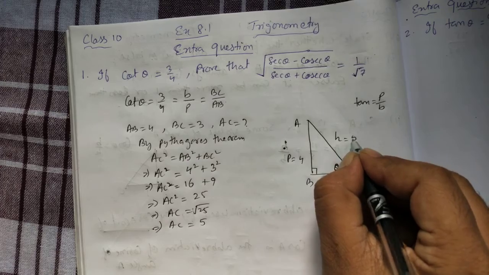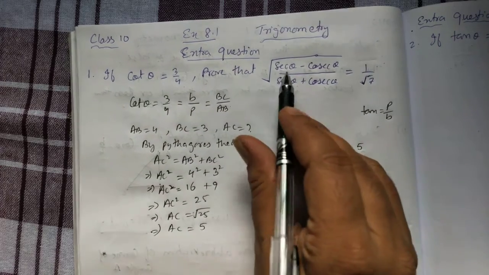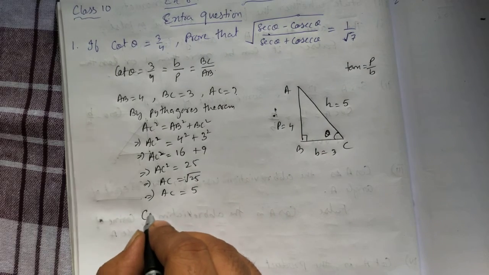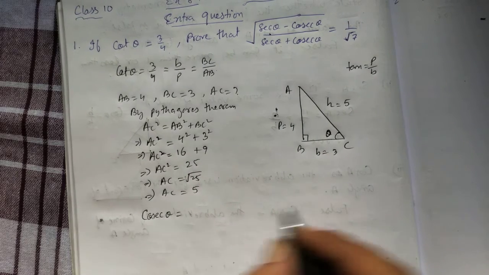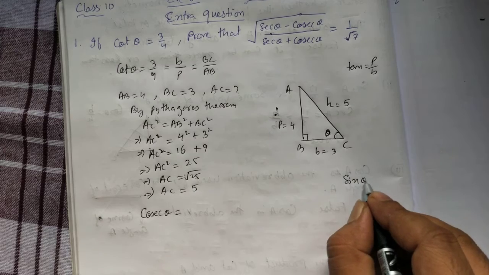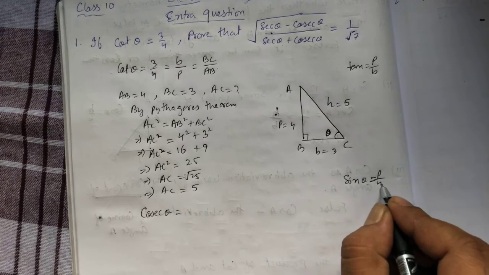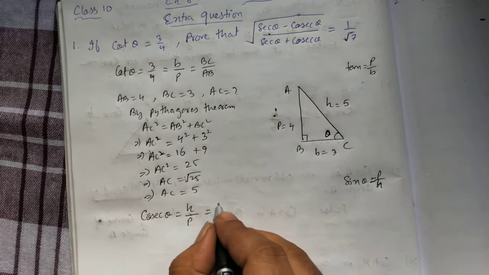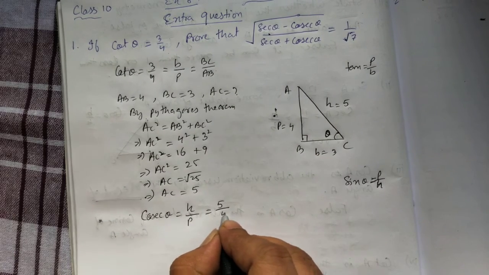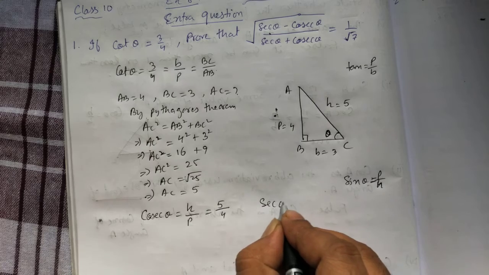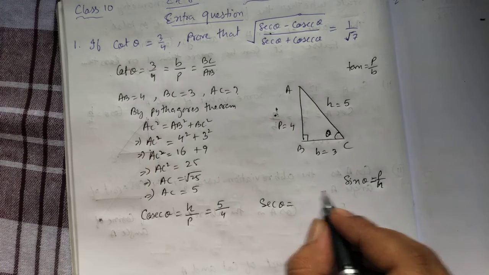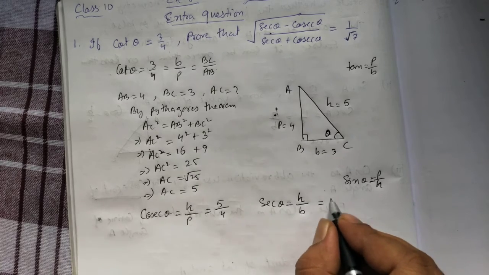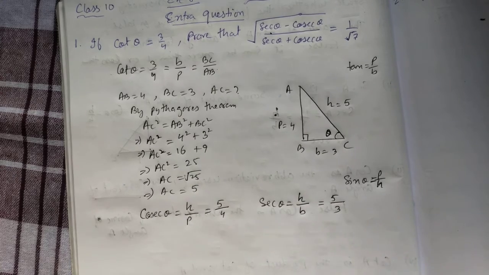So we got AC also. Now we need sec and cosec. So find sec and cosec. So cosec is the reciprocal of sine. Sine theta is "some people have", so it will be H by P. H is 5, P is 4. Now sec, reciprocal of cos. Cos is "curly brown" here, so it will be H by B, reciprocal. That is 5 by 3.